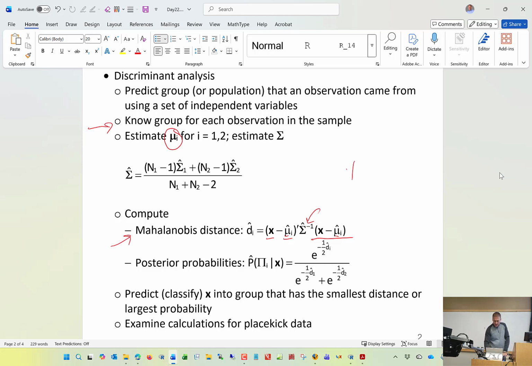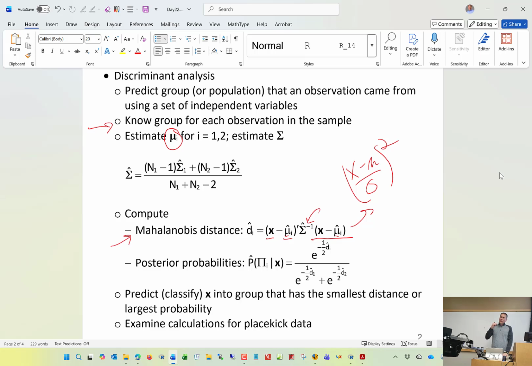Notice how similar this is to something that we just talked about. Suppose we had just one variable, X minus mu over sigma. How about we square it? That's essentially what this is if we only have one variable. Okay, that's all we're doing. Now, we calculate 2 different distances. The distance that's the smallest corresponds to the group that we predict for X.